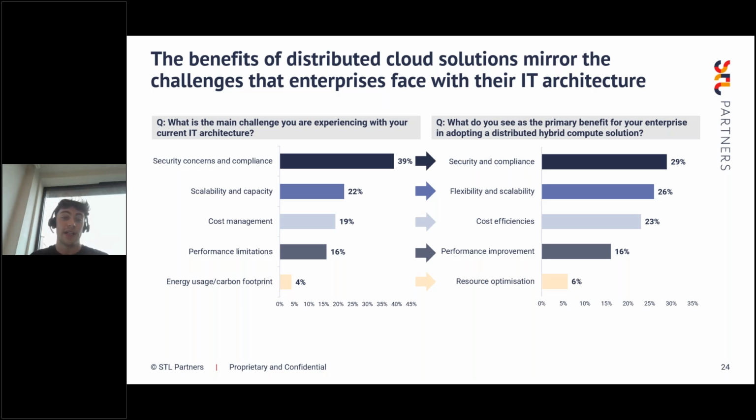It also enables enterprises to allocate workloads to the most cost-effective infrastructure based on resource availability and budget, aiding cost efficiencies. And finally, distributed hybrid compute facilitates organizations to place computing resources closer to the end users, improving performance. And all of this is showing that pursuing a distributed hybrid compute strategy enables enterprises to mitigate the current challenges they're experiencing with their IT architecture, with synergies of increased security, flexibility, cost efficiencies, and performance.